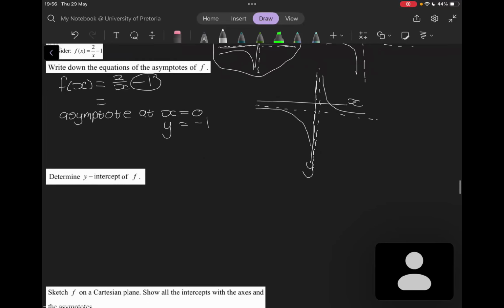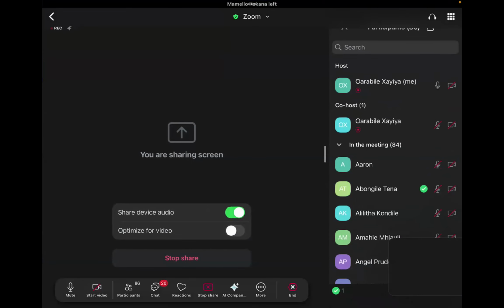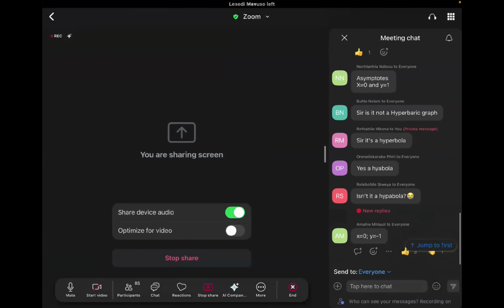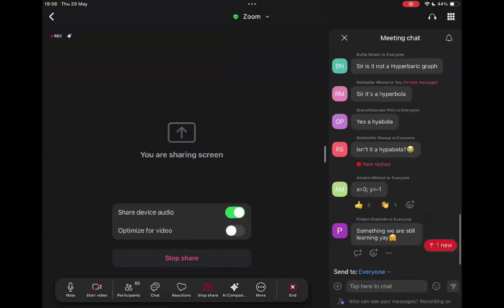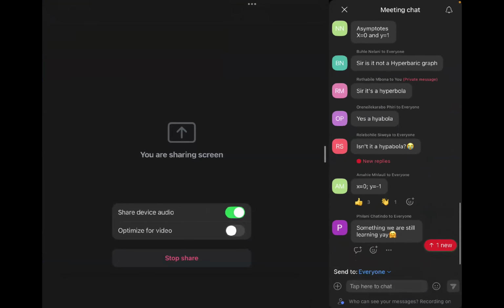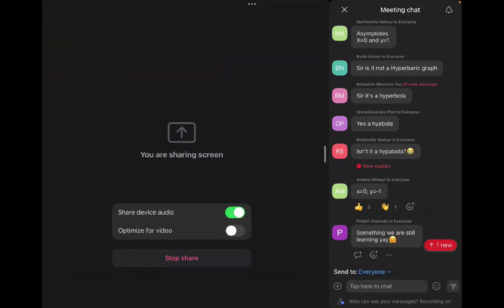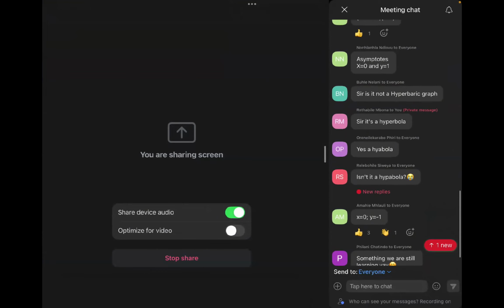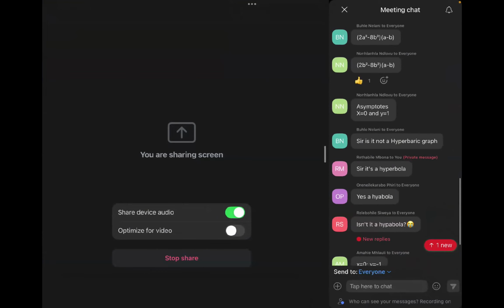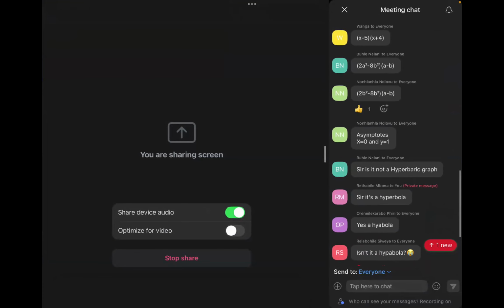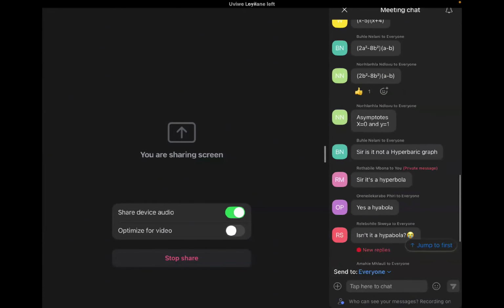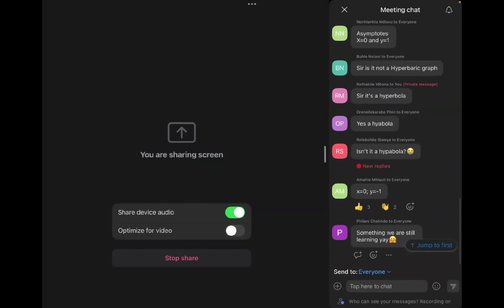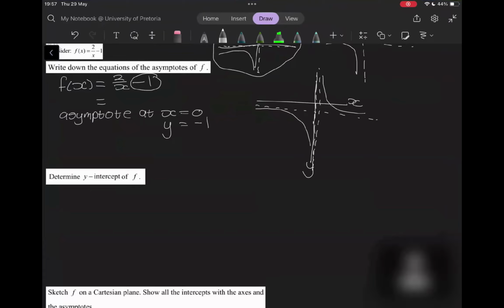Cool. Is everybody good and sorted with that? Let me just check the chat. Yeah, it is a hyperbola. At x is equal to 0 and at y is equal to -1. Yeah, Pilani, something we are still learning. Yay. Pilani, I'm hoping that this explanation has cleared up a bit. Nonchalant, I am seeing that you did get the previous question correct. Well done on that. Cool. Hyperbola. Seems as though you guys are up to speed.